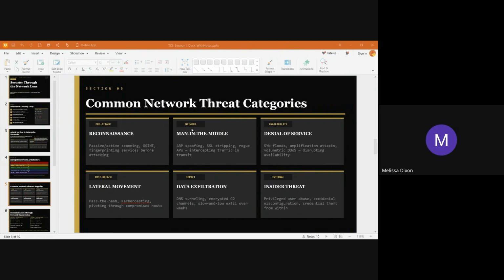And then, of course, we have internal, which is the insider threat. Privileged user abuse, accidental misconfiguration, credential theft from within.